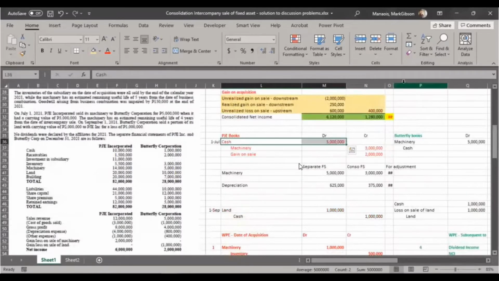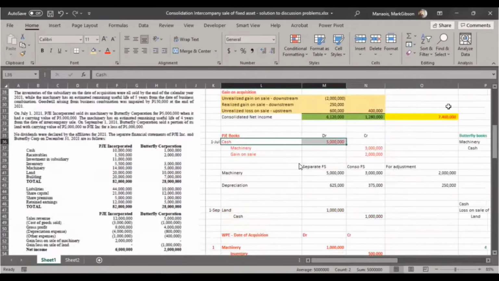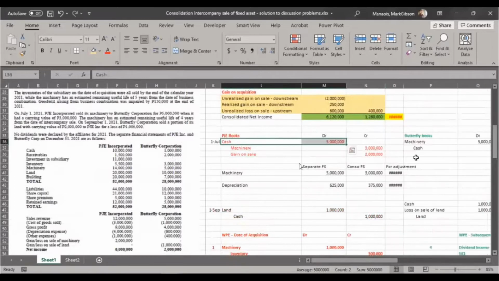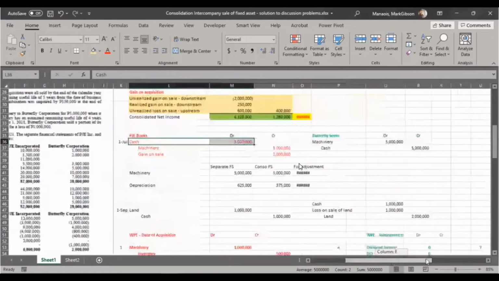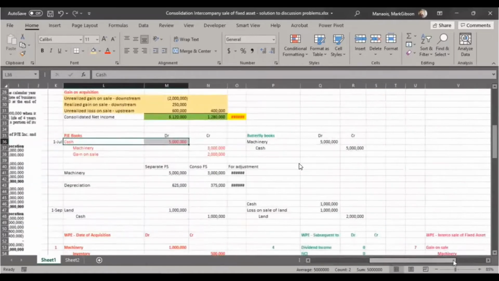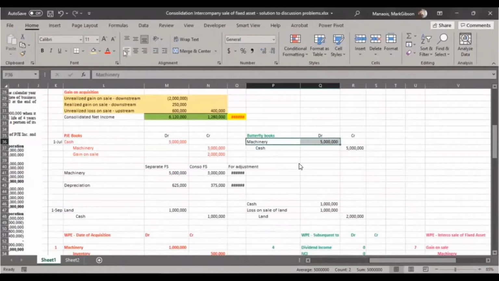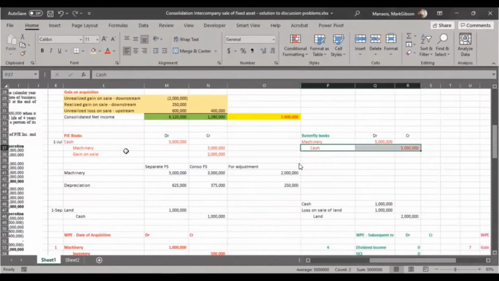We just put in the journal entry. Of course, on the side of Butterfly, they purchased machinery, right? Initial recognition would be at cost. So debit machinery, 5 million; credit cash, 5 million. So we should be okay there.